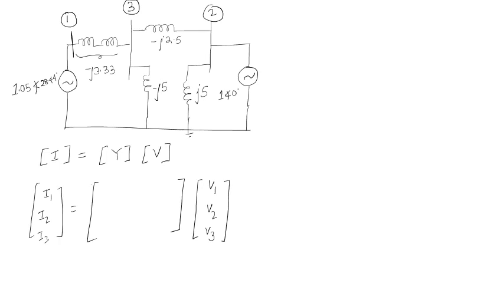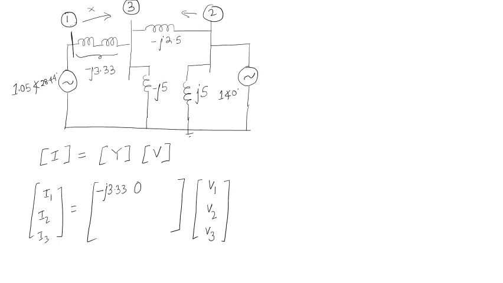Now if you see, Y11 is the self admittance of the bus, and that is minus j3.33. Next, Y12. Whether there is a common admittance between 1 and 2? There is no common admittance between 1 and 2, so there is no Y12. So it will be 0.